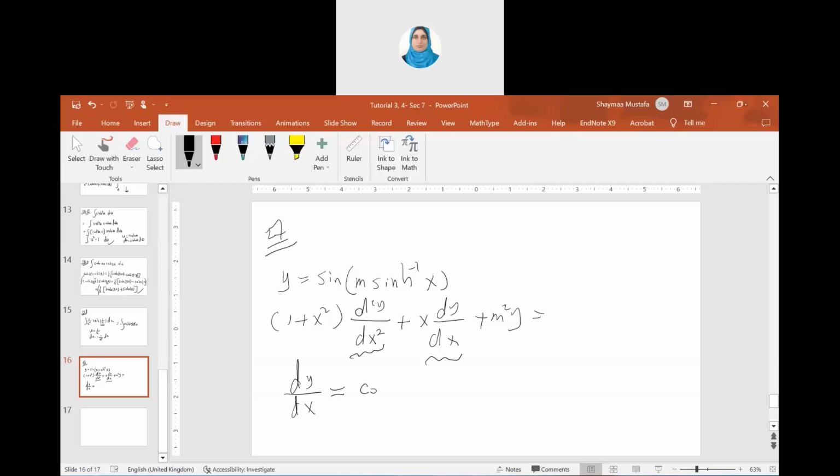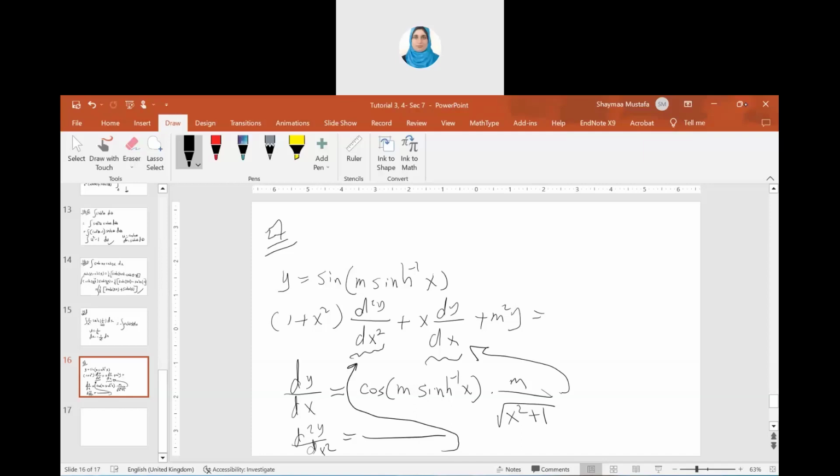which here is cosine of m sin inverse x multiplied by the derivative inside, which is m as a constant. Derivative of sin inverse, just now I think, 1 over square root of 1 minus u square, if I remember. And then you need to calculate d square y over dx square as a multiplication of two functions. Then substitute here and substitute this one here. Normal calculation, you get this one equal to 0.